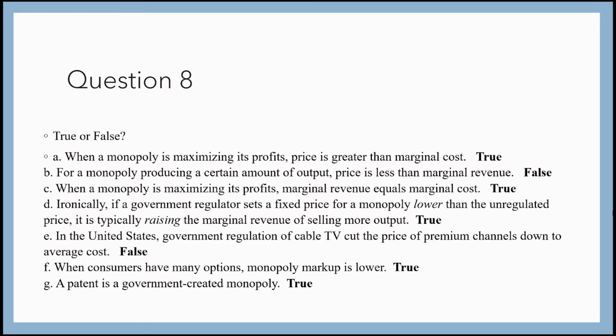True. If a government regulator sets a fixed price for a monopoly lower than the unregulated price, it is true that it does raise the marginal revenue of selling more output. In the United States, government regulation of cable TV cut the price of premium channels down to average cost. That is false. And when consumers have many options, monopoly markup is lower. That is true. A patent is a government-created monopoly.